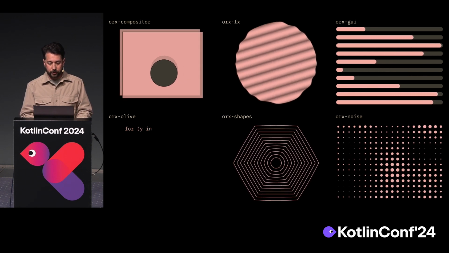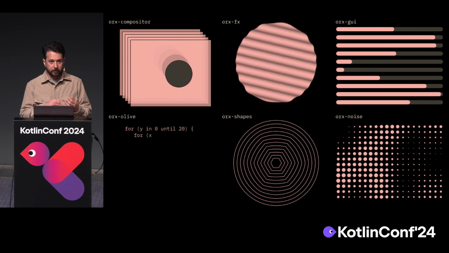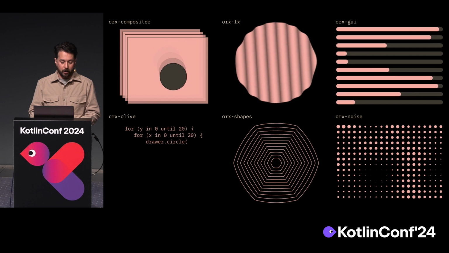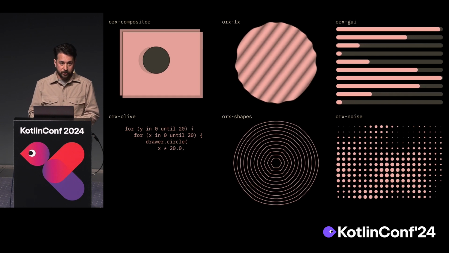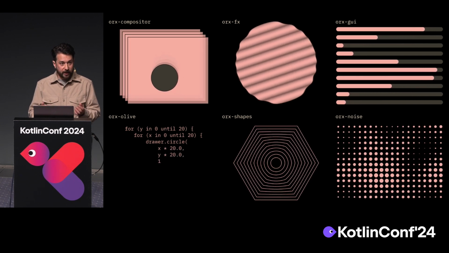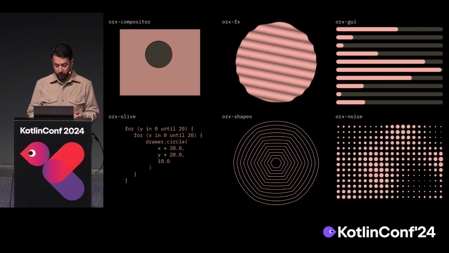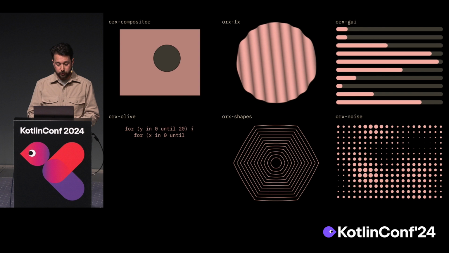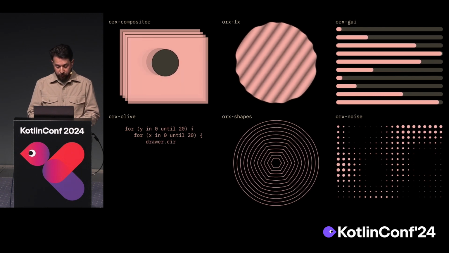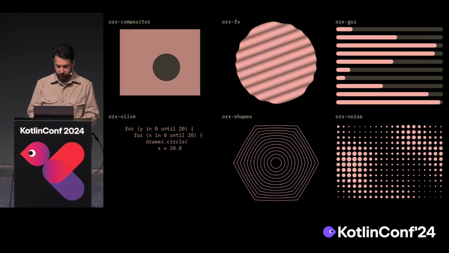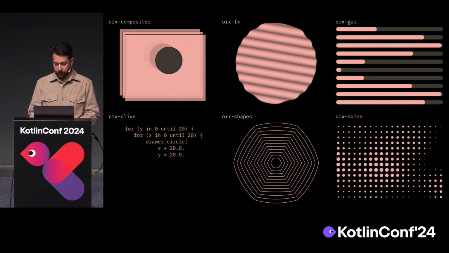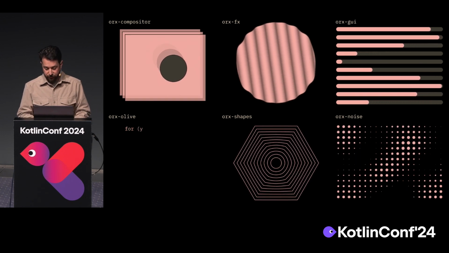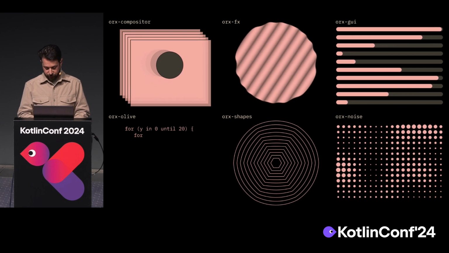There's ORX GUI, which is used for creating very simple user interfaces around your drawings. There's ORX Olive, which is a live coding environment. There's ORX Shapes that has a very large collection of code to do pretty complex stuff with shapes in a very simple way. And there is ORX Noise, which is mostly a collection of random number generators and noisy functions.